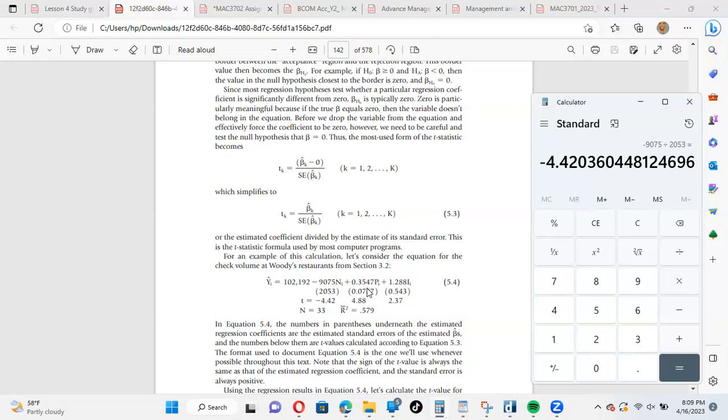We have again 0.3547. We are dividing that by the standard error there, which is that amount. Let's do the division: 0.3547 divided by 0.0727. What do we get? 4.48. Oh, okay, no, it's fine.